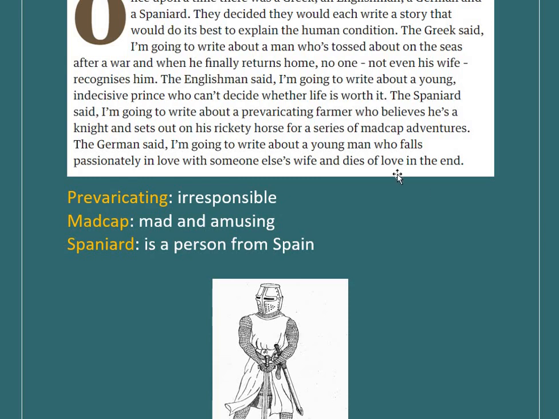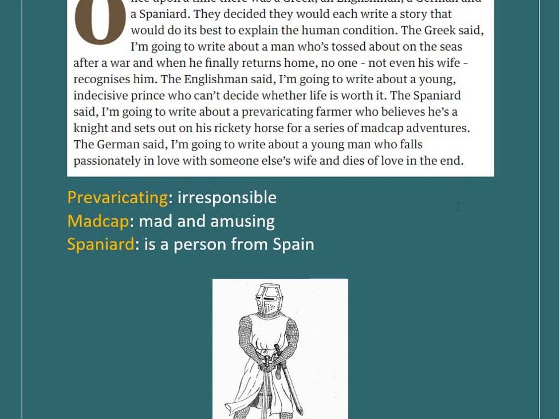This is actually a reference to the famous Spanish work called Don Quixote. In English, it seems like Quixote, but it is pronounced Don Quixote. Then the German writer is actually Goethe. The Spanish writer is Cervantes. The German writer is Goethe. The German said, I am going to write about a young man who falls passionately in love with someone else's wife and dies of love in the end.